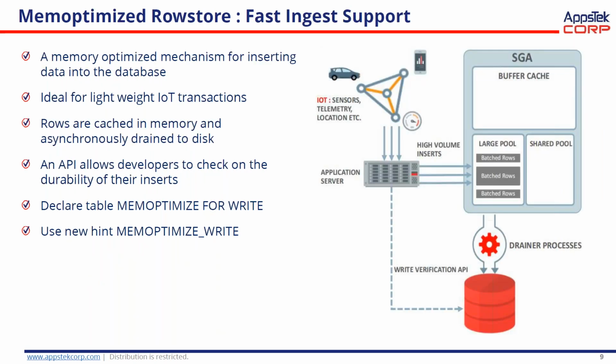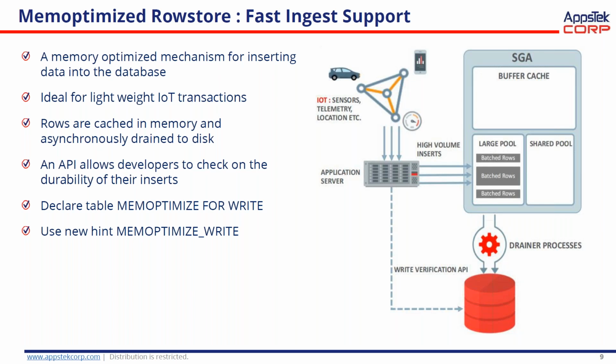Memory optimized rowstore: nowadays we are seeing a lot of IoT devices which collect and store a lot of data. If you collect a lot of data and put it into the database, it will take a lot of time to store the data into the database. So Oracle came up with the memory optimized row store, which enables fast data insert into the Oracle database.